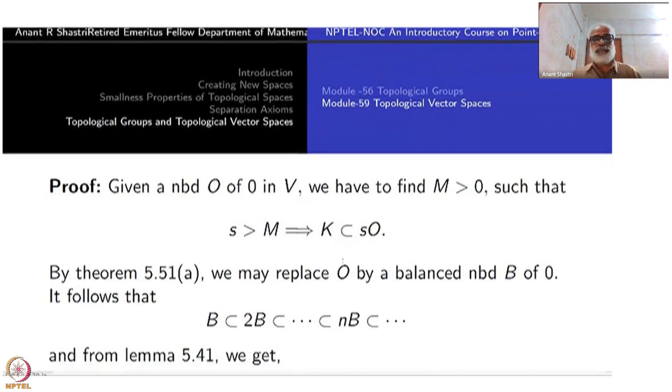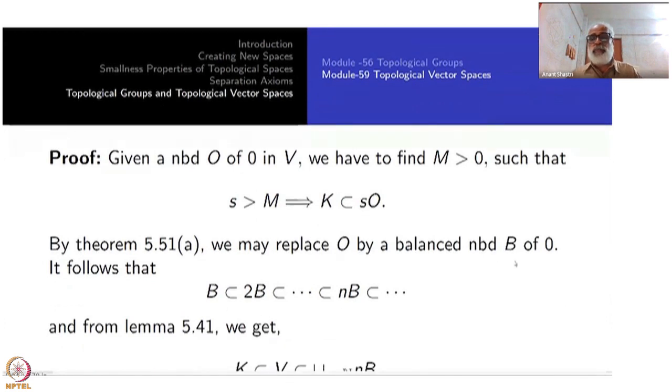Okay, but since this is a balanced neighborhood, B will be contained inside twice B, contained inside 3 times B and so on. So this will be an increasing sequence, because it is an expanding ball, just like balls, you see. In R^n, what would you have done? You would have taken a ball with radius 1. These will be concentric balls, right? It is contained inside twice that, contained inside three times that, and so on. This is precisely the property that I was hinting at.